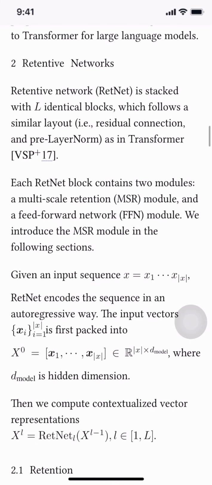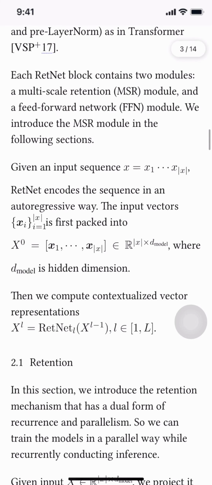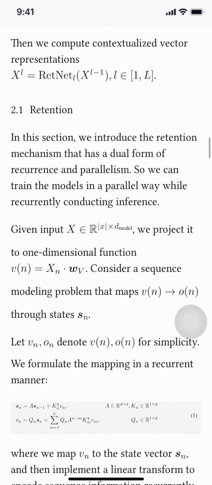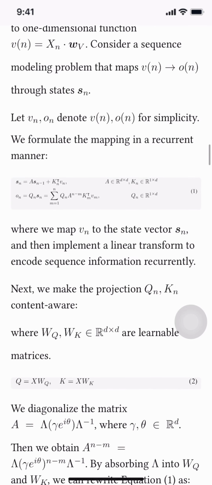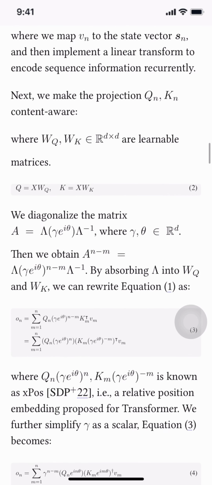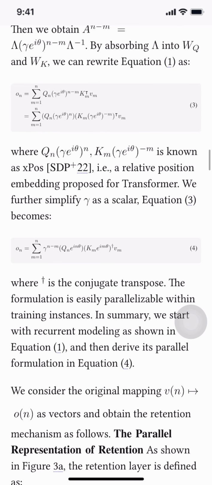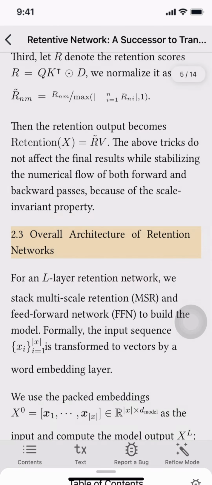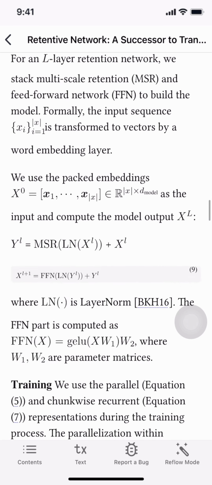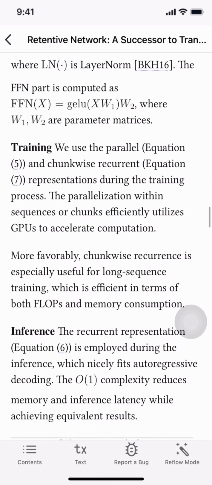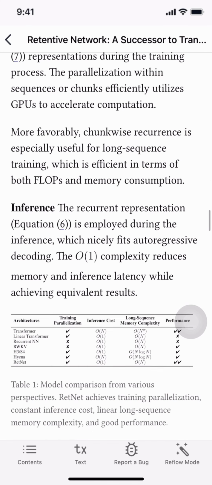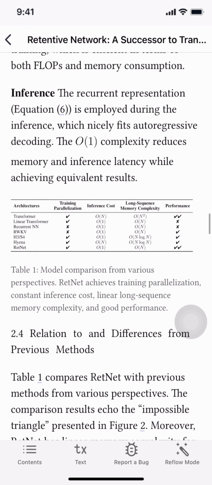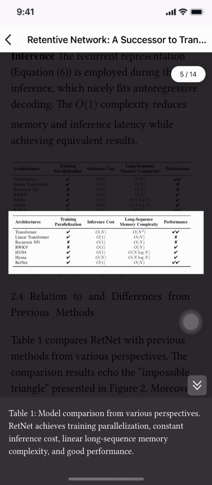RetNet supports three computation paradigms: parallel, recurrent, and chunkwise recurrent. The parallel paradigm allows the model to process multiple sequences in parallel, which is critical for efficient training on large datasets. The recurrent paradigm allows the model to retain information from previous time steps, which is critical for modeling long sequences. The chunkwise recurrent paradigm allows the model to process long sequences in chunks, which is critical for efficient inference on long sequences.